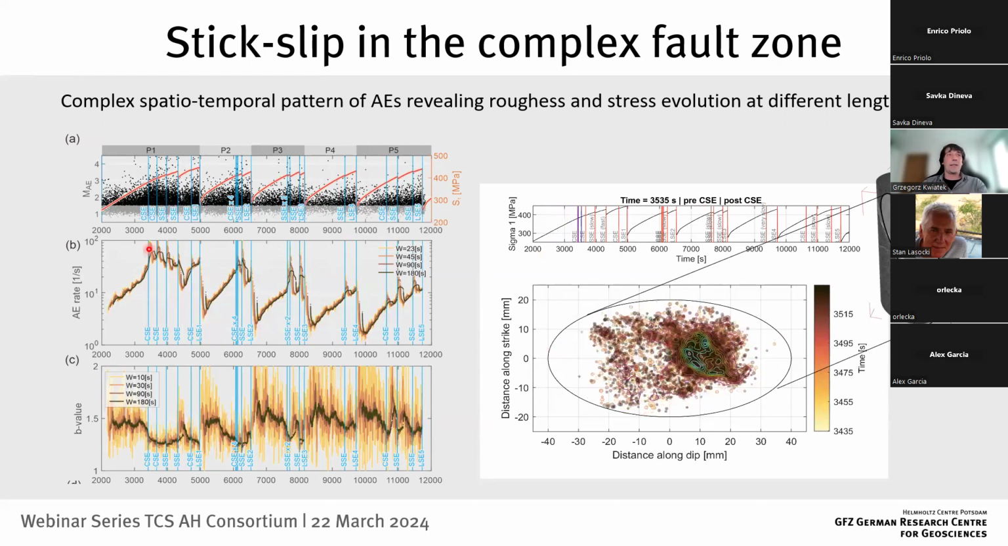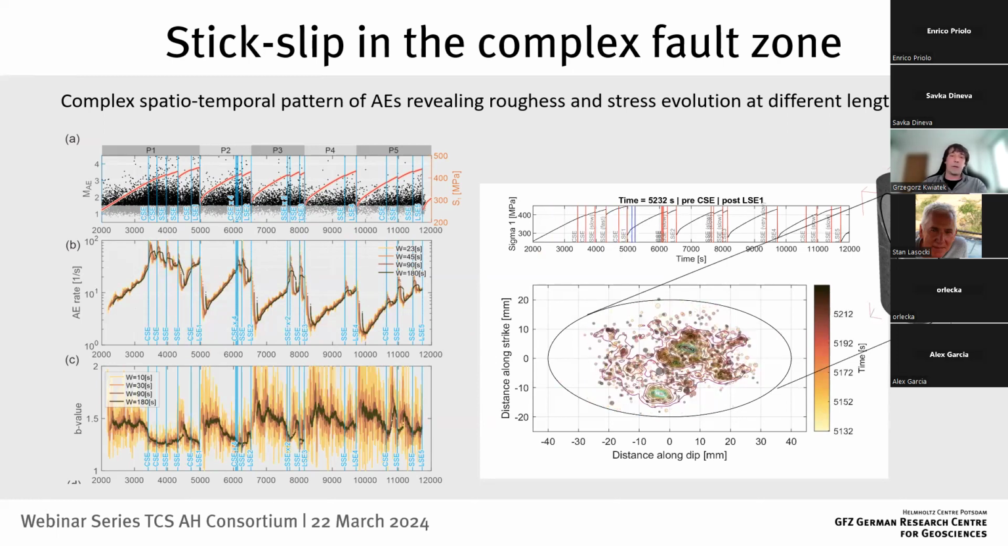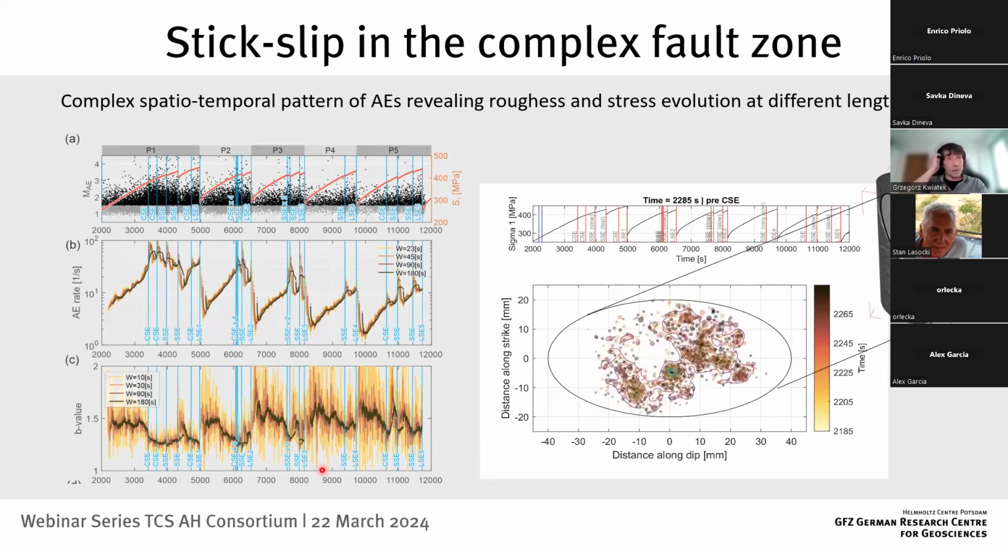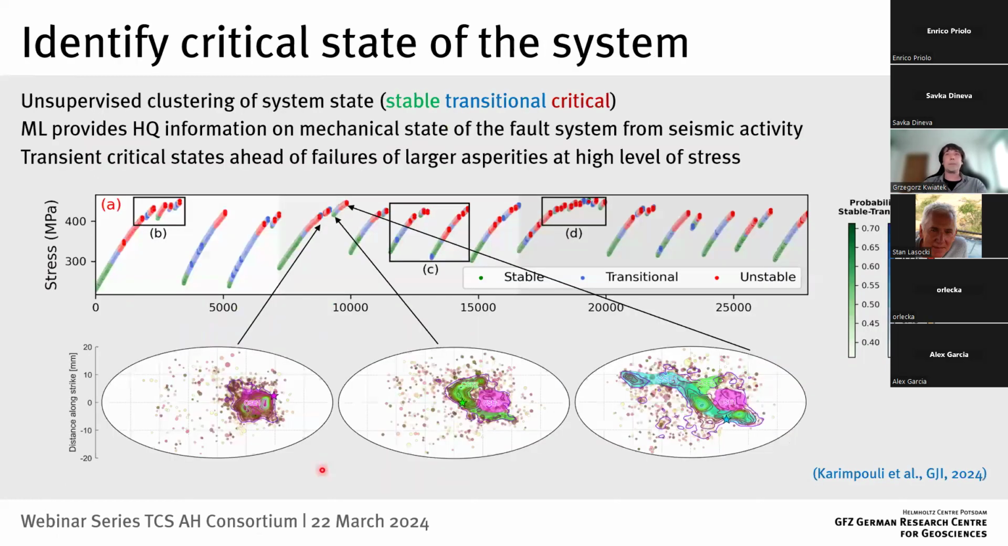And then complexity is as well reproduced by the source parameters, by the parameters that we calculated. So, for example, we basically see the multiple episodes of acceleration and deceleration in the seismic activity, some awkward evolutions of the b-value, and so on and so on.